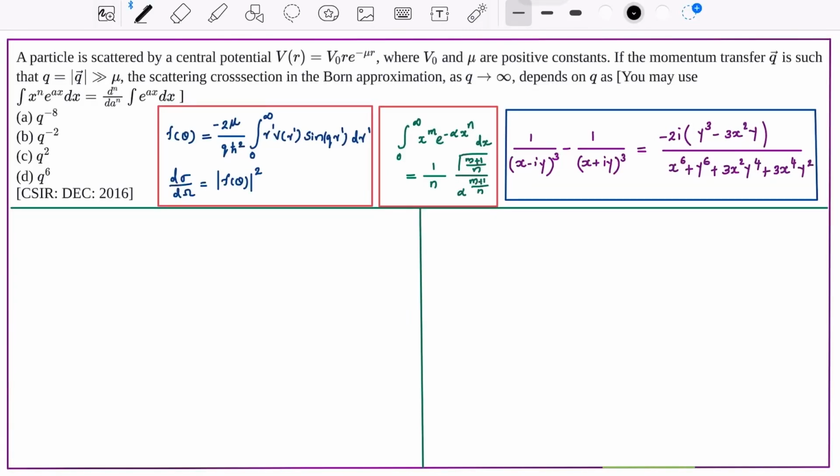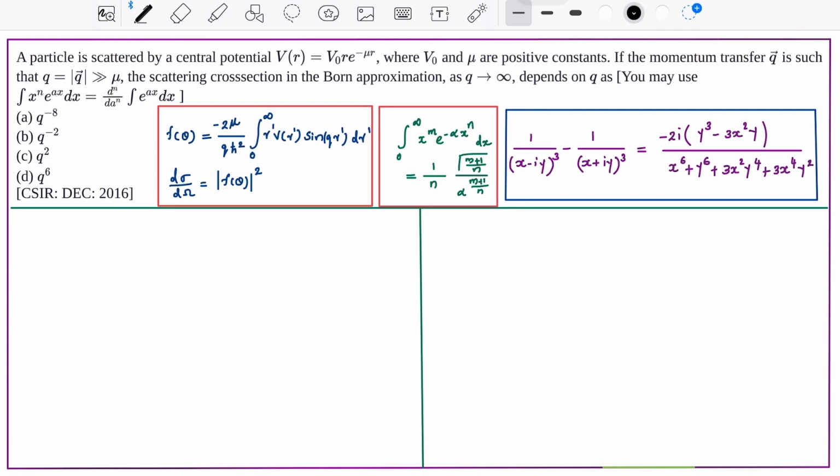Problem 25, Quantum Mechanics. The question is: a particle is scattered by a central potential V of r equal to V0 r e raised to minus mu r, where V0 and mu are positive constants. If the momentum transfer vector q is such that the magnitude of q is much greater than mu, the scattering cross-section in the Born approximation as q tends to infinity depends on q as.